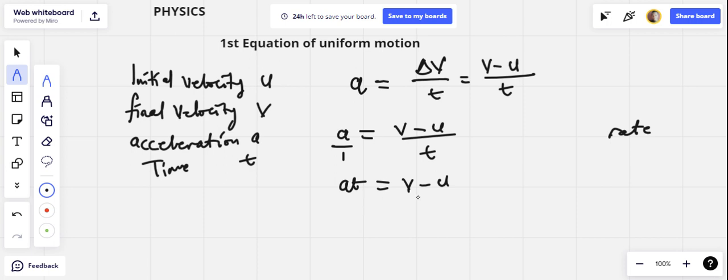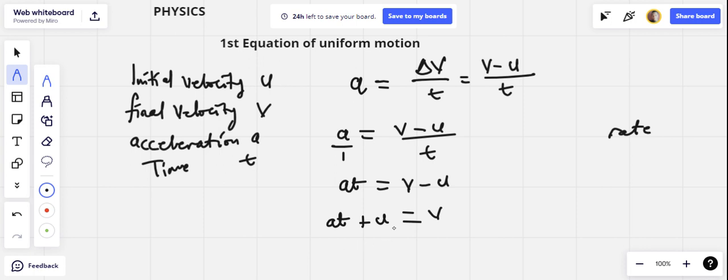So you want to make final velocity the subject of the formula. What we mean by subject of the formula is to make v stand alone on one side of the equation. An equation has two sides. So for v to stand alone, I have to take away u from this side. And u is negative here. When you take it to the left, it becomes positive. So that would be at plus u equals v.